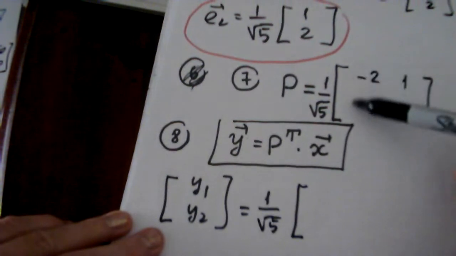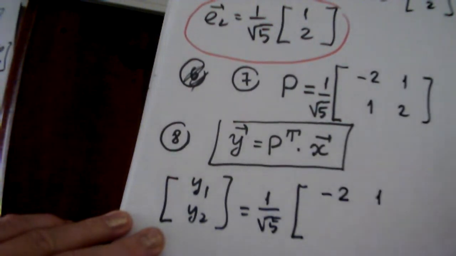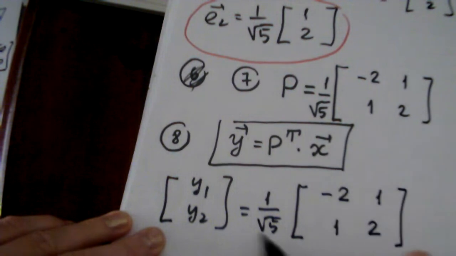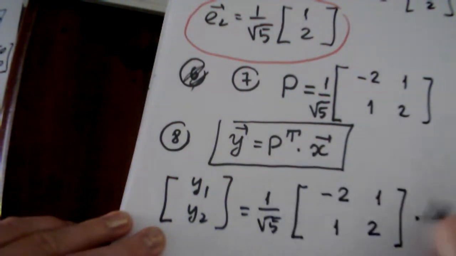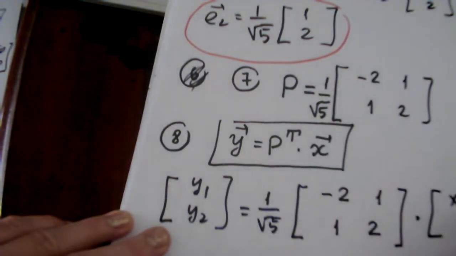So, for example, -2, 1 was the first column, and now it becomes the first row. And the same applies to the second column. 1, 2 was the second column, and now it becomes the second row. So this is our transposed matrix. And I keep this fraction outside as well. And what is the next guy? The next guy is x1, x2.